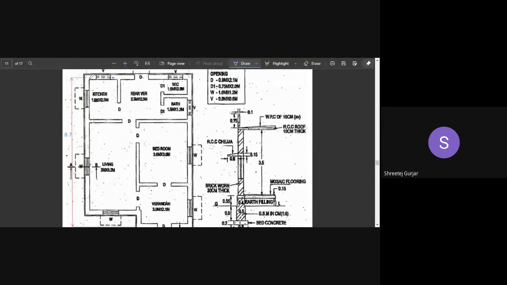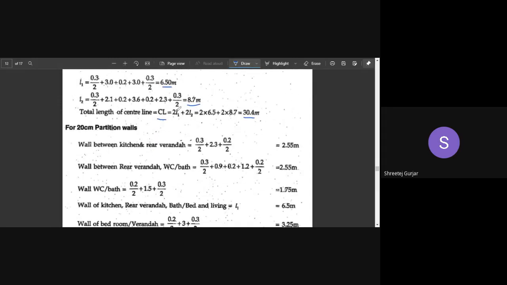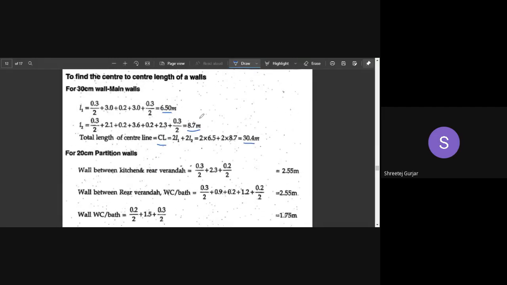So it will be 2 times this 6.5, right? 2 times 6.5, meaning this wall and this wall. Okay, coming from here to here. So this 2 times, and this 8.7 2 times. Okay, this 8.7 from here till here, and this here till here, and this wall 8.7. So it will be 2 times 6.5 plus 2 times 8.7. Okay, so we have calculated the total center line length of my 30 centimeter wall. We are done with 30 centimeter wall.